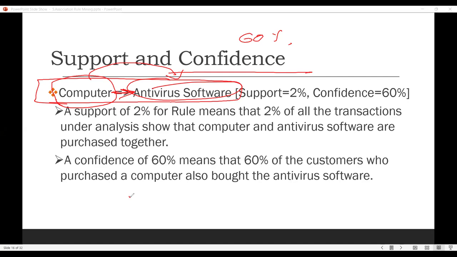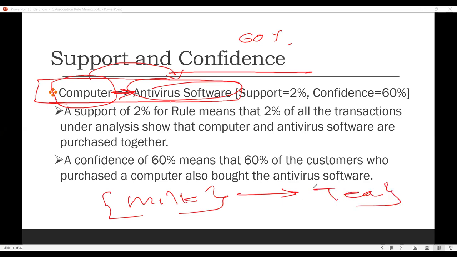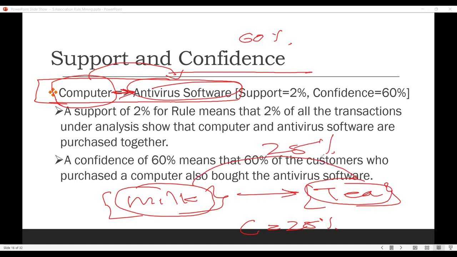So let's say there is an association rule: milk implies tea powder, right? Now tell me, let's say I'm telling you the confidence is 25 percent. What does it say? If a person purchases the milk bottle, there is a 25 percent probability, a 25 percent chance, that he also purchases tea, right? That is confidence. Now I think you are clear with these two terms, right? Am I correct? Okay, thank you.